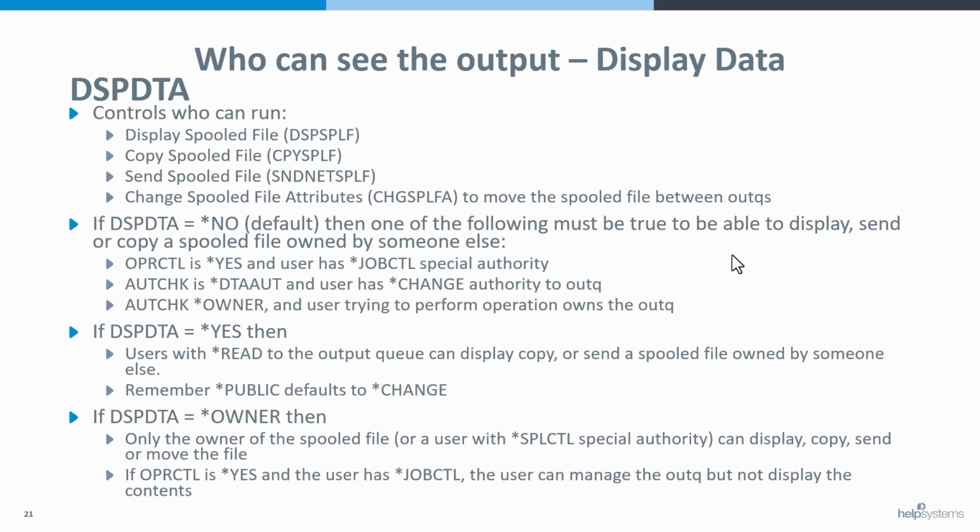So if we go back to our search criteria for the authority to gain enough access to an object, if public is changed, eventually any user on the system would have access to that data and that spooled output. And lastly, if display data is set to owner, then only the owning profile of the out queue, or a user with spool control special authority can access the spooled output in that out queue, along with, if operator control is yes, the same still goes with job control, and they can still manage the out queue.